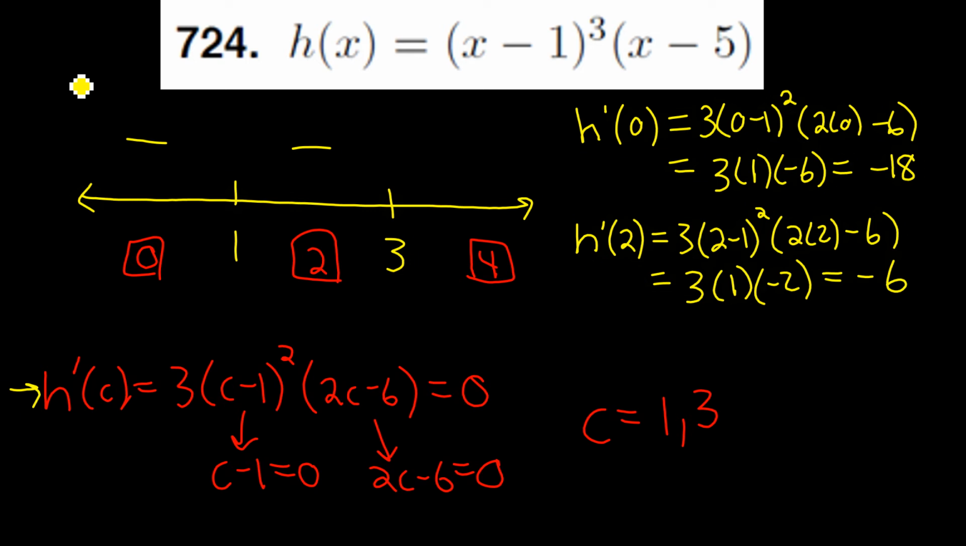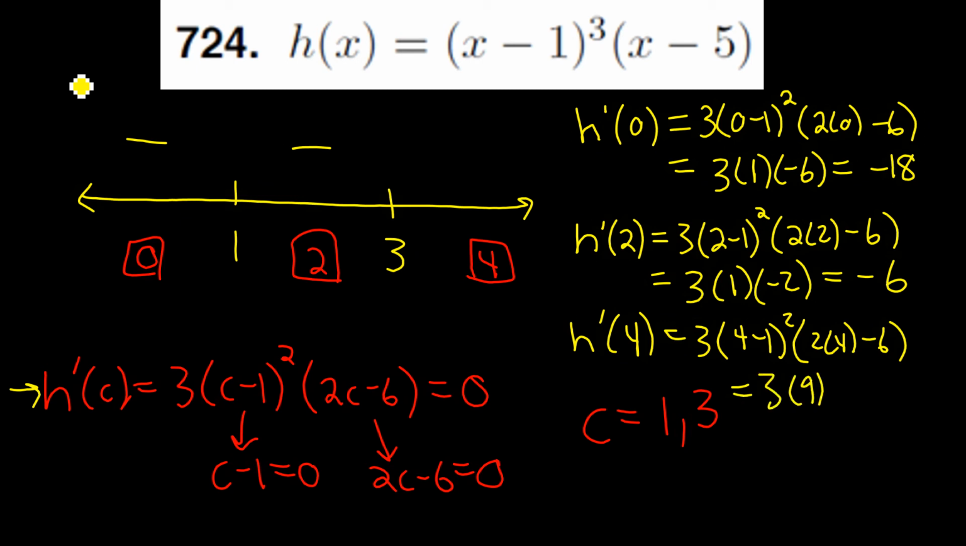Then we're going to go to h prime of 4, and we're going to get 3 times 4 minus 1 squared times 2 times 4 minus 6. This is going to equal 3 times 9 times 2, which is 54. So we know that this is positive. Let's go in and start putting out stuff that we know about our graph. All right, so let's take this information.